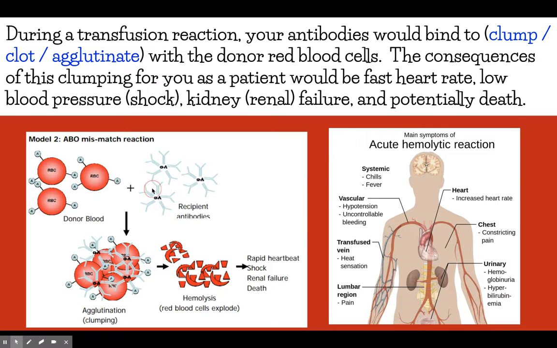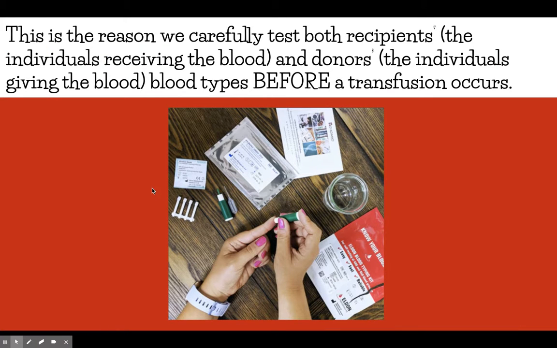All right. This is the reason, again, why we really carefully test both the recipient, the person getting that blood, and the donor red blood cells before a transfusion occurs. This is just an example of a home blood typing kit, but this will happen in the medical setting. If you're curious, you could also test your blood at home, although most any doctor's office will do that for you.